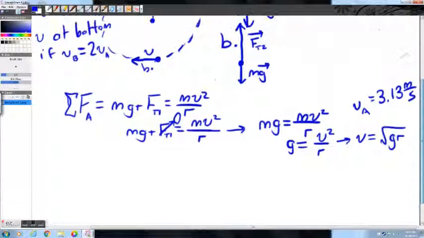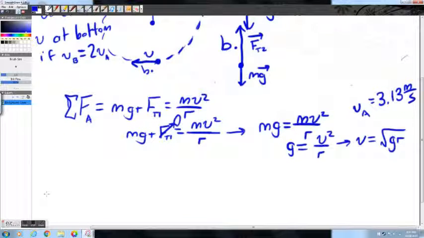So that's the first part. Now we need the velocity at bottom. Velocity at bottom is 2 times the velocity at top. The velocity at top is just going to be 6.26 meters per second.